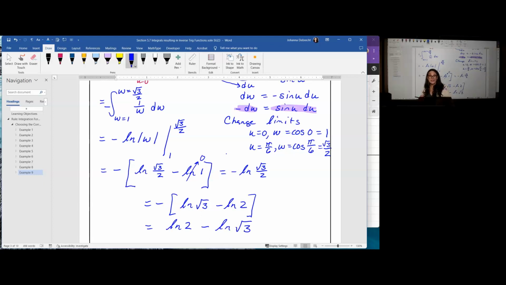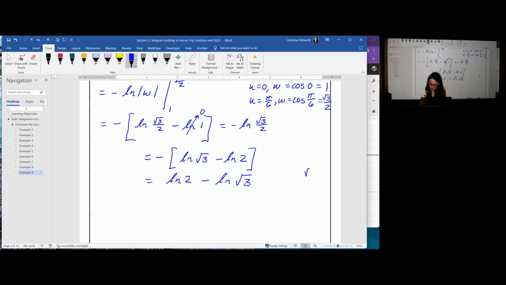You're still not done. If you want to simplify it further with algebra, you can remind yourself that the square root of 3 is 3 to the 1/2 power. And this means that we can write it as the natural log of 2 minus the natural log of 3 to the 1/2. And then we can apply log properties to bring the power 1/2 to the front, finally giving us the most expanded and simplest form that we have, which is natural log of 2 minus 1/2 the natural log of 3. This is our final answer for the area under this curve.